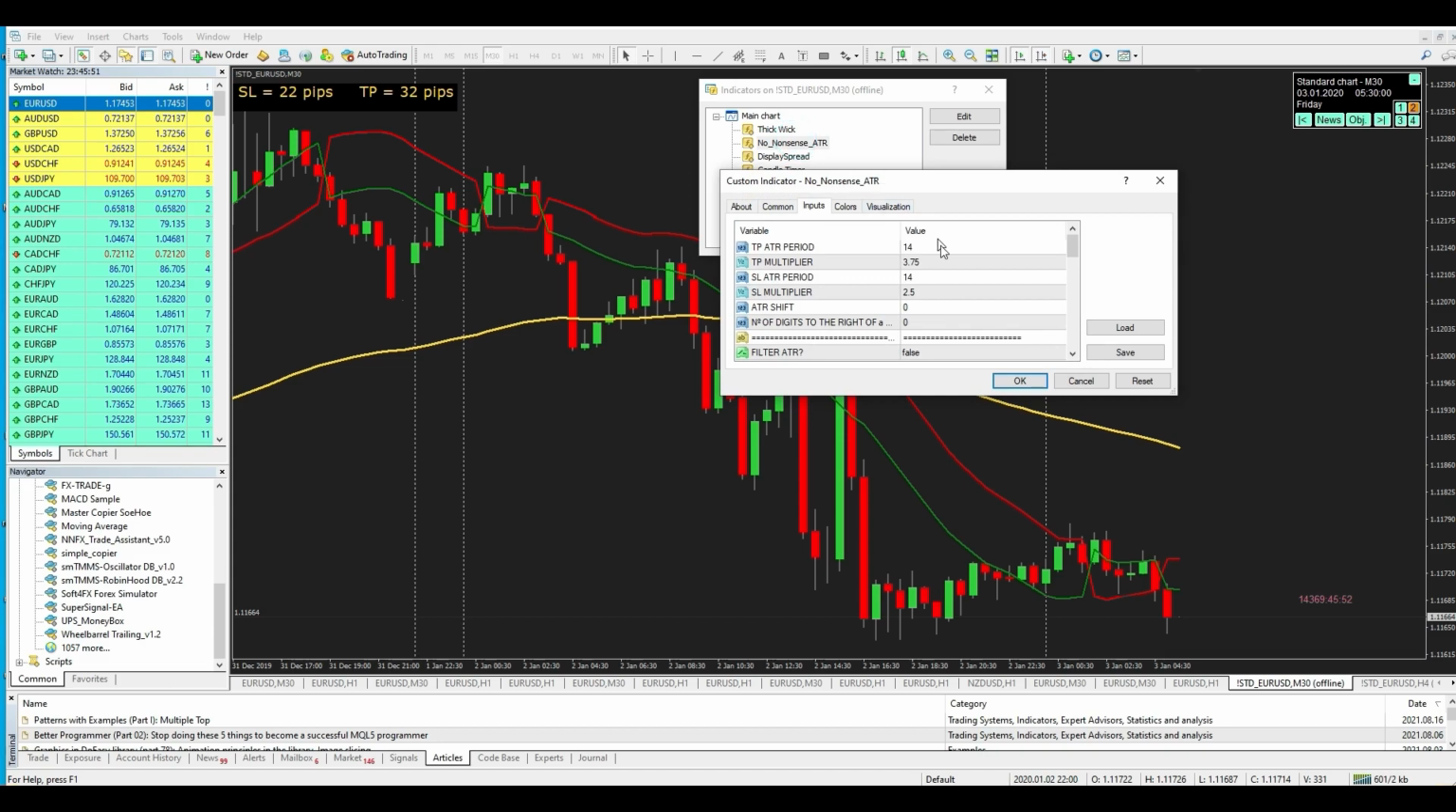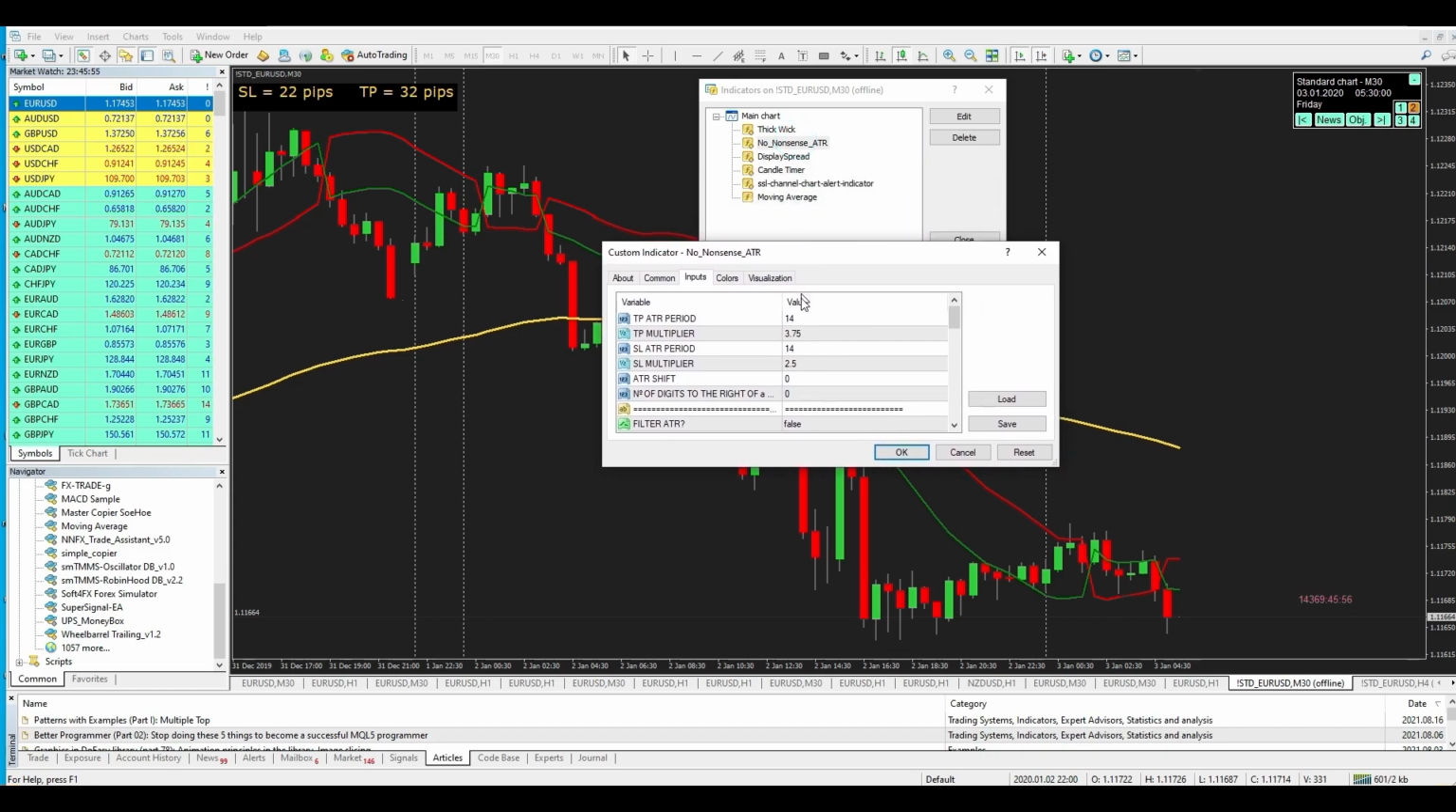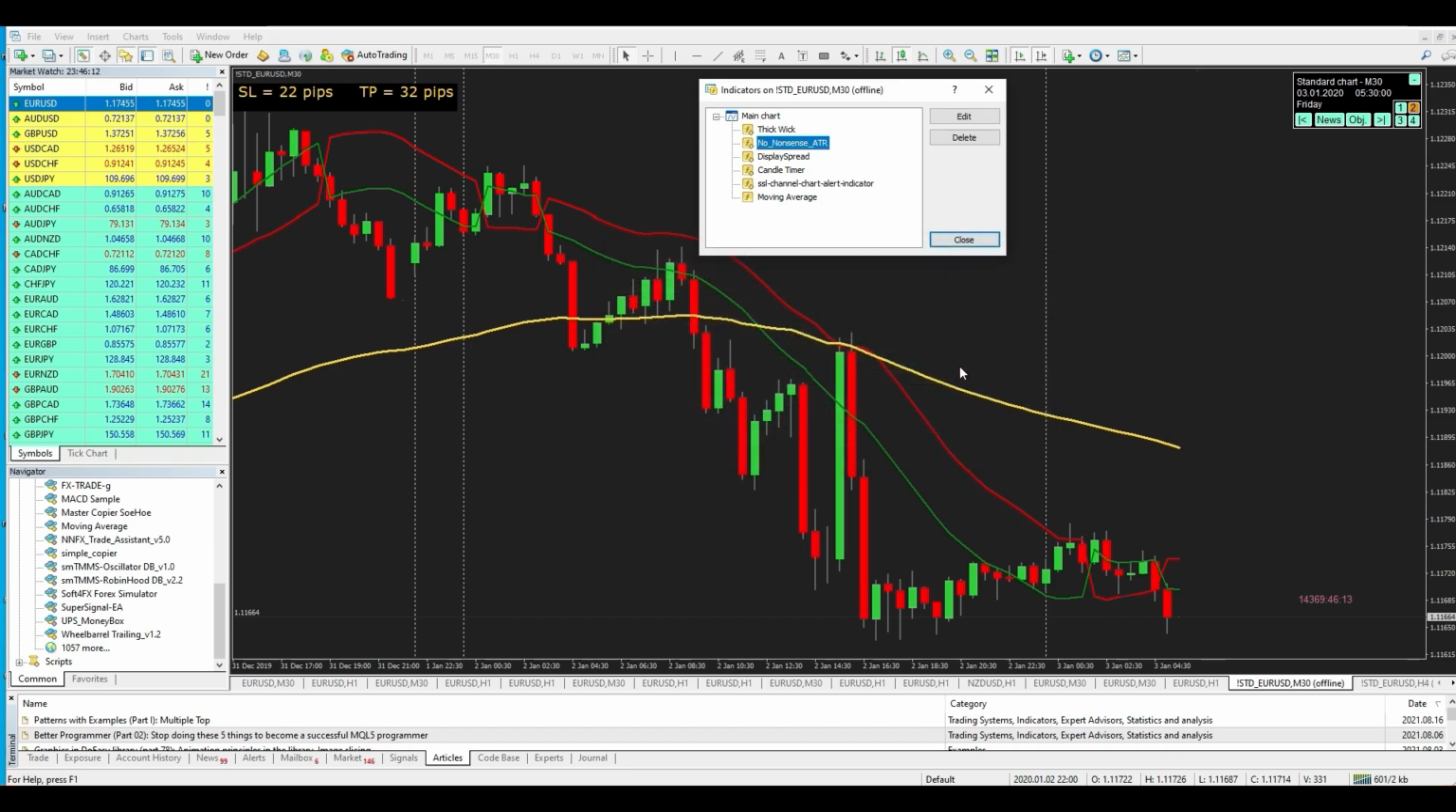And then I use this indicator, no nonsense ATR. If you're using TradingView, you can use other ATR indicators. So the setting is 2.5. Okay, the stop loss is 2.5 times ATR, and our take profit is 1.5 times 2.5, which is 3.75. Okay, so it's very simple.